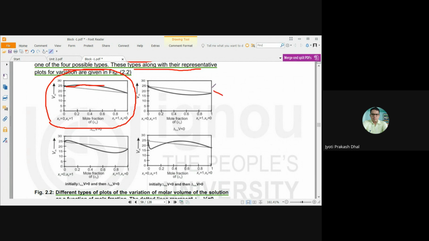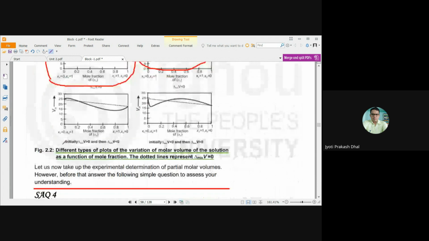The second case represents when the interaction between A and B is more than the interaction between pure AA and pure BB. In that case the volume decreases relative to the ideal volume. In the third case, initially delta mix V is greater than 0. That means initially the interaction was less, but upon addition of more A to the solution, the interaction becomes stronger, and in that case the volume decreases. So this is the third case.